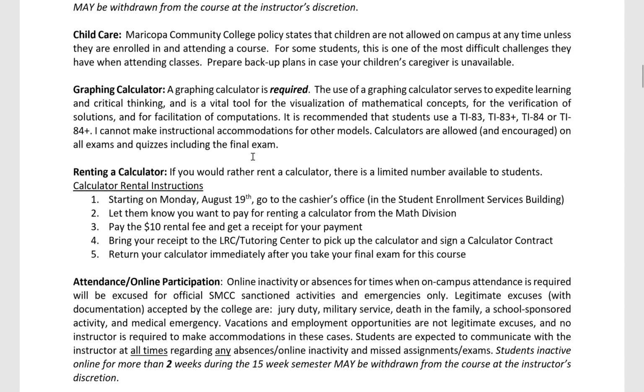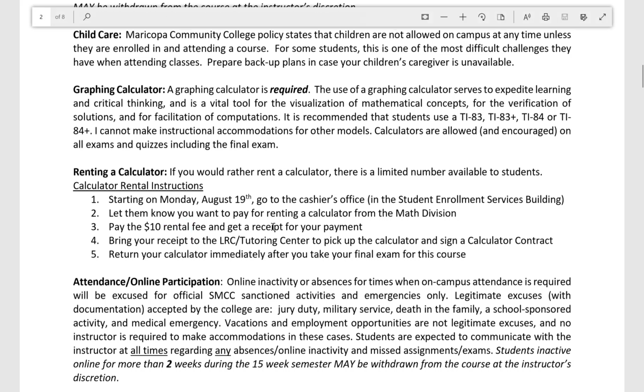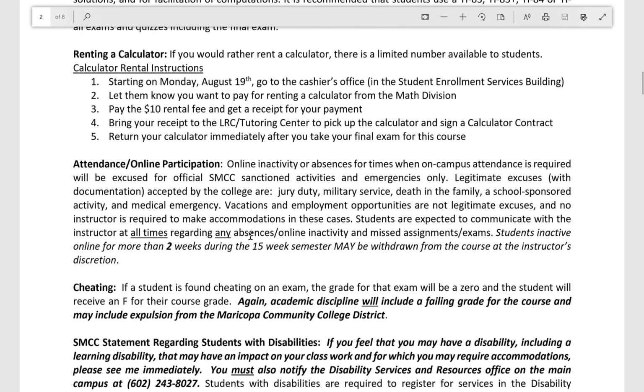Graphing calculators are required. If you have one, great. If you don't, I wouldn't buy it. I would just rent it. You can go to the SES building, the Student Enrollment Services, pay them $10, and then take the receipt over to LRC, and they'll give you a calculator for the semester. $10 is cheap, much cheaper than buying one. I think they're probably $100 or $200. So that's kind of a big investment if you're not going to use it a lot.